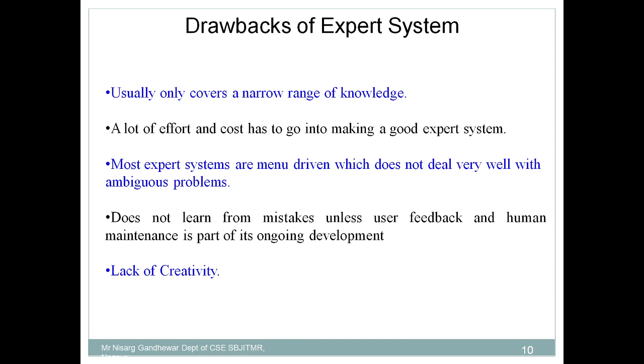Then, it does not learn from mistakes unless a feedback and maintenance part is also provided.